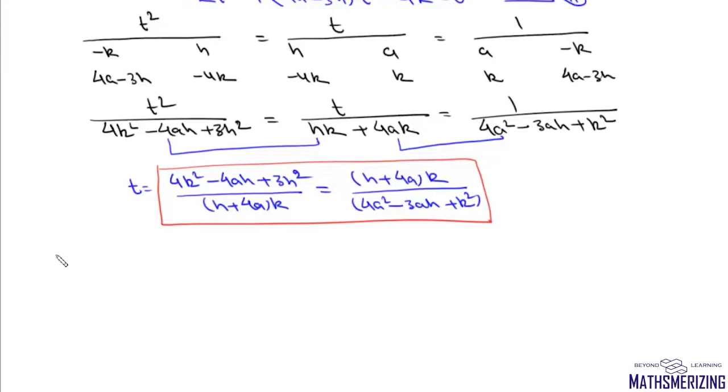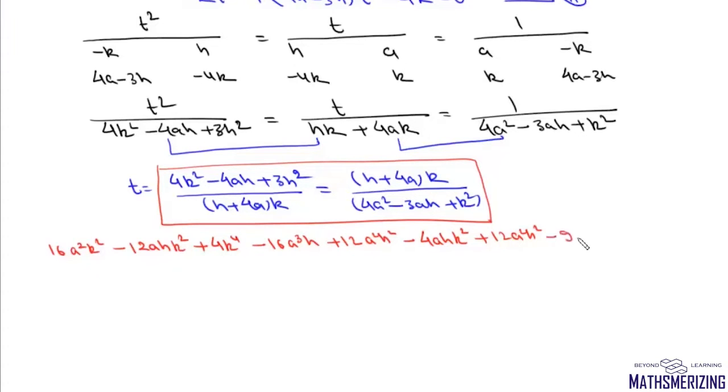So we'll cross multiply, we'll get 16 a square k square minus 12 ah k square plus 4k to the power 4 minus 16 a cube h plus 12 a square h square minus 4ah k square, and then plus 12a square h square minus 9ah cube plus 3 h square k square, and it is equal to k square, and this is h square plus 16a square plus 8ah.